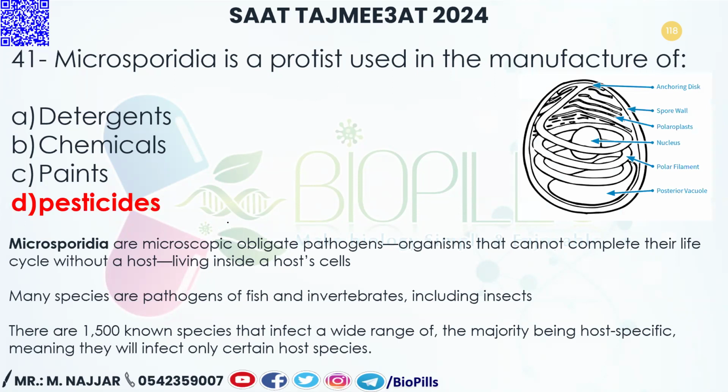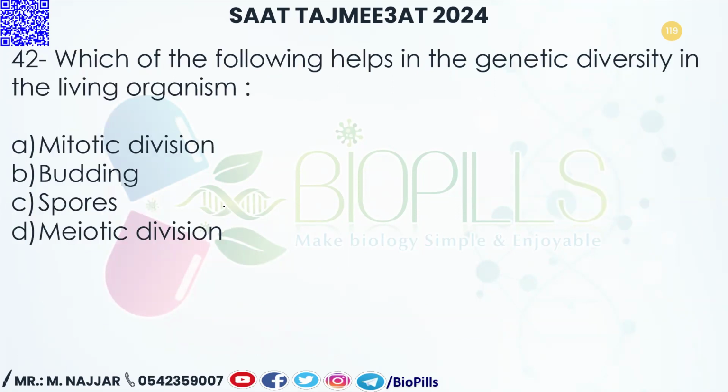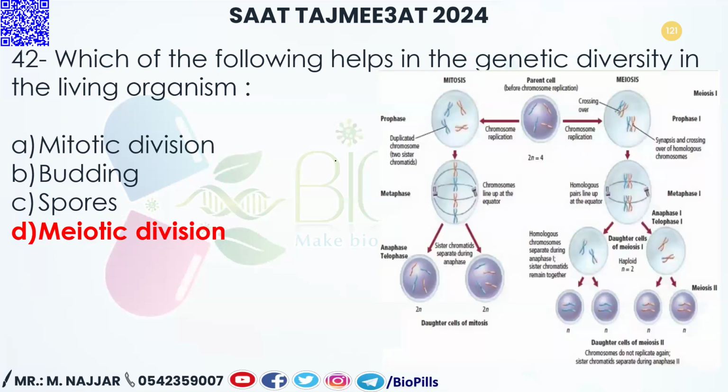I don't need it. Question number 42, which of the following helps in the genetic diversity in the living organisms? What is increasing the biodiversity, the genetic diversity? It's very easy. It's a kind of division. Yeah, meiotic division. Perfect. Meiosis, not mitosis. Because in meiosis, there is crossover. And in the crossover, here in the prophase 1, there is crossover. And the crossover changing, shuffling, exchanging segments of the DNA that play a very important role in the maintenance of genetic diversity.